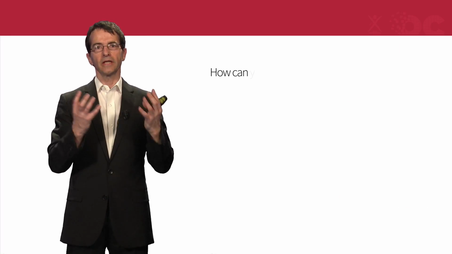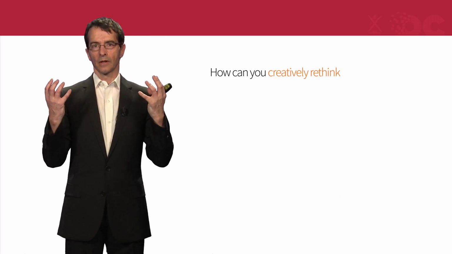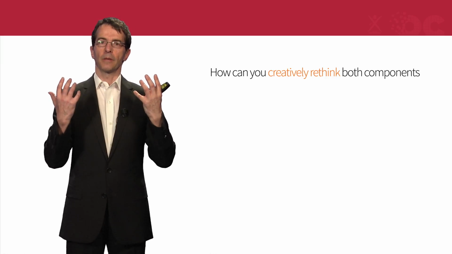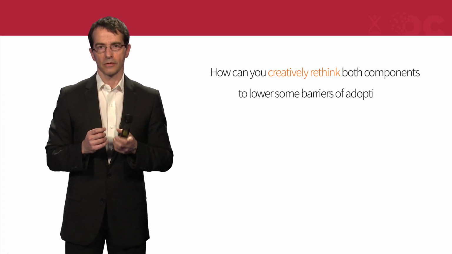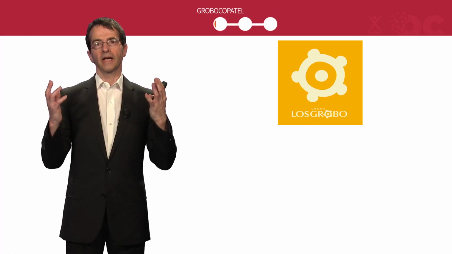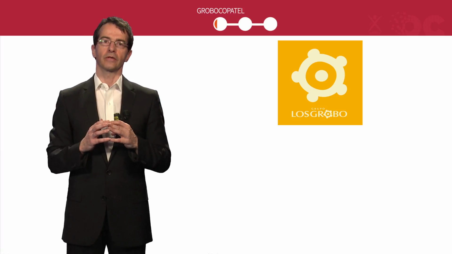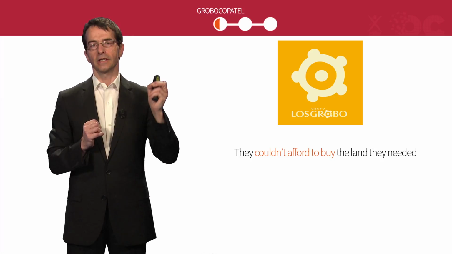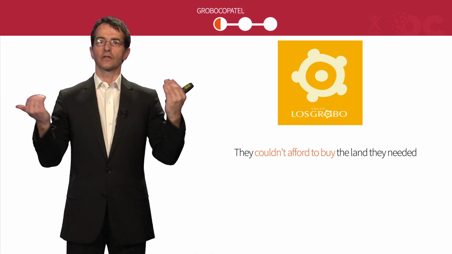Is how can you creatively rethink both components, the interplay between both components, to sometimes lower some barriers of adoption for your product? Let me take two examples. Navi Raju, in his book Frugal Innovation, talks about a cereal producer in Argentina, Groboco Patel. Groboco Patel became the first cereal producer in Argentina for one reason. They couldn't afford to buy the land that they needed to produce cereal, so they started to rent it.